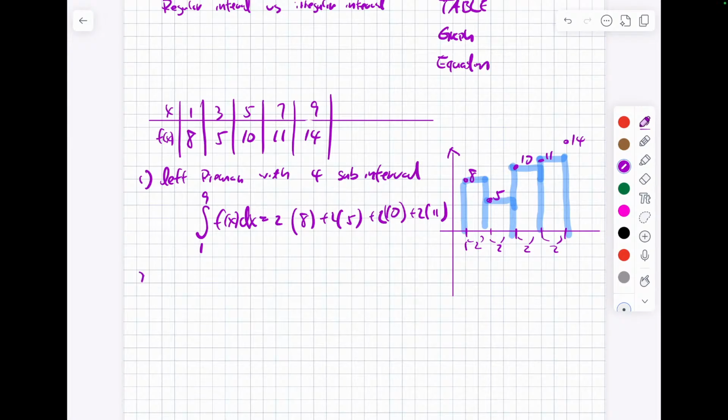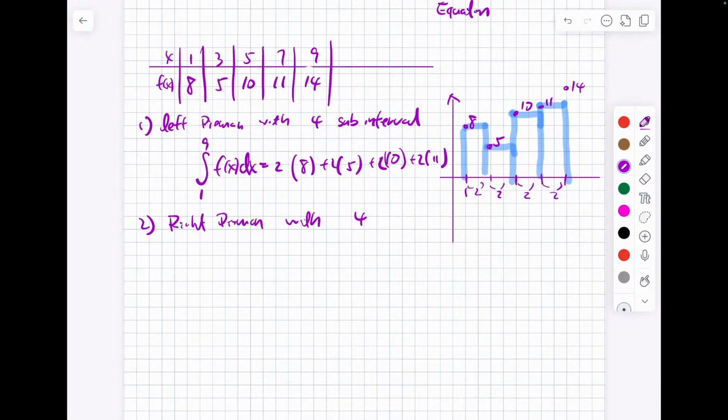Okay. Now write the right Riemann sum with 4 subintervals. This is going to be the biggest part of the test. I think just Riemann sums. I think that's the easiest part actually. So the right Riemann sum is going to be, again, 2 times 14 plus 2 times 11 plus 2 times 10 plus 2 times 5, because I'm based on the right endpoint, which is the red part. So red is going to look like this.